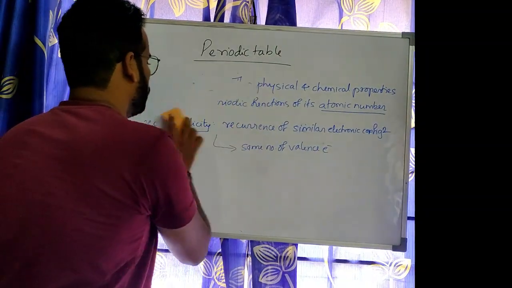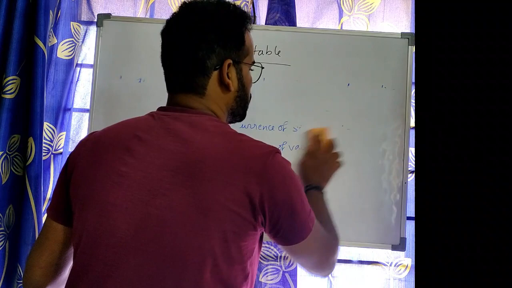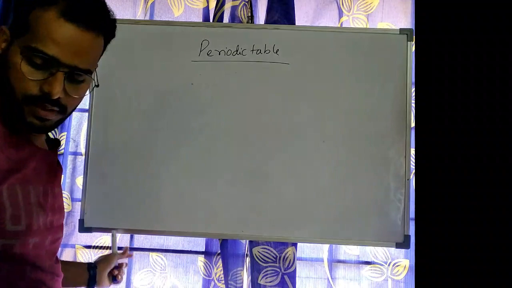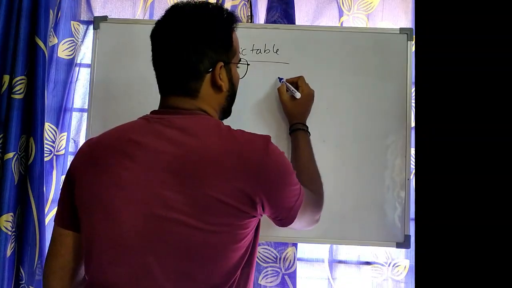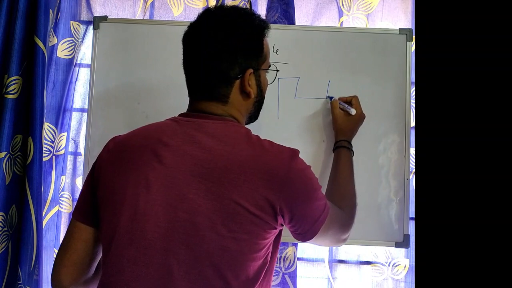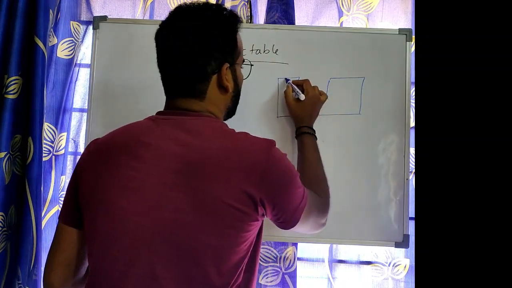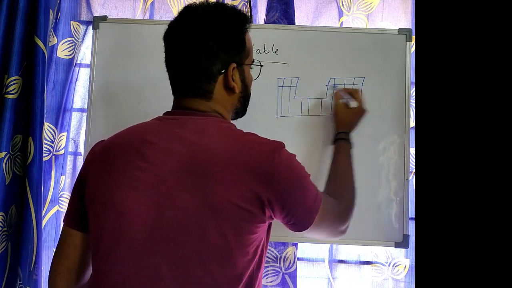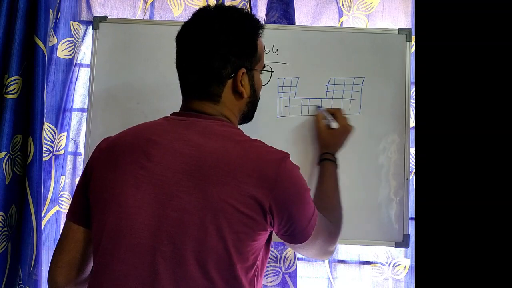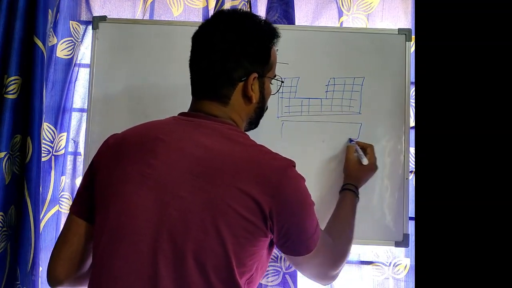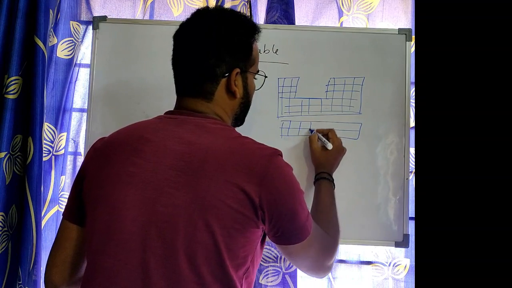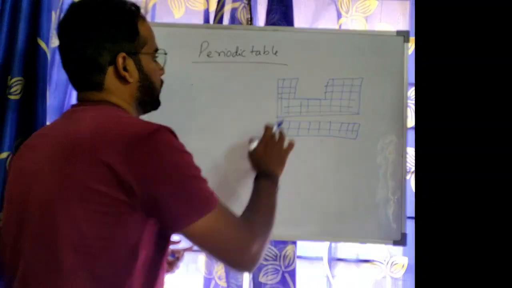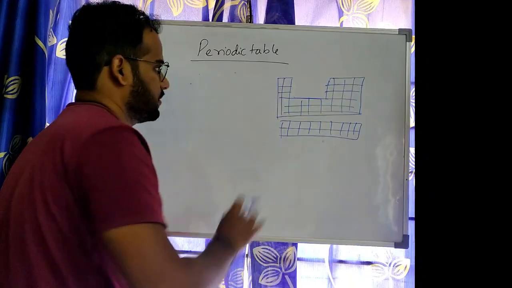If you have that in your notebook, please open it and see the information I'm giving you now. I'll write a schematic diagram of that. You will have the modern periodic table like this. You'll have vertical columns and horizontal rows, and you will have two series like this. So this is a schematic diagram of the modern periodic table.